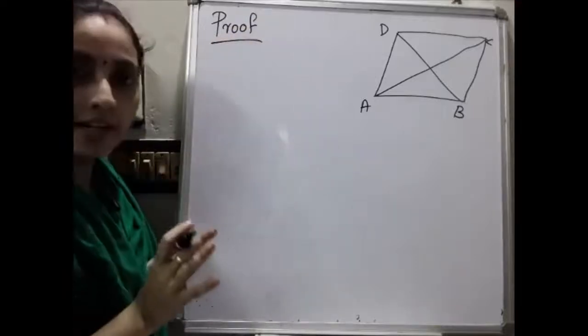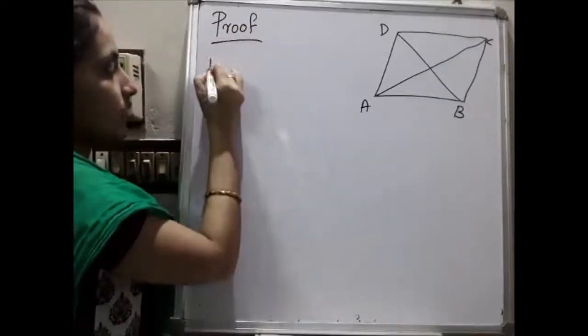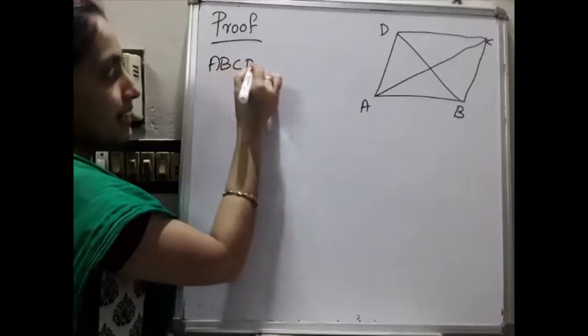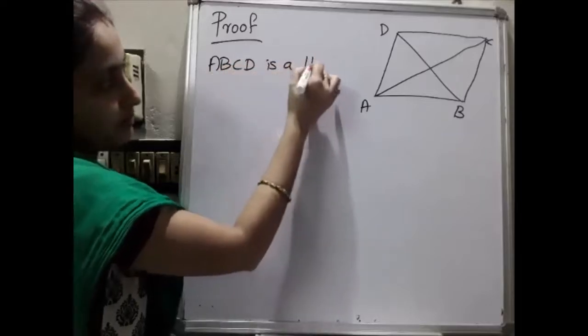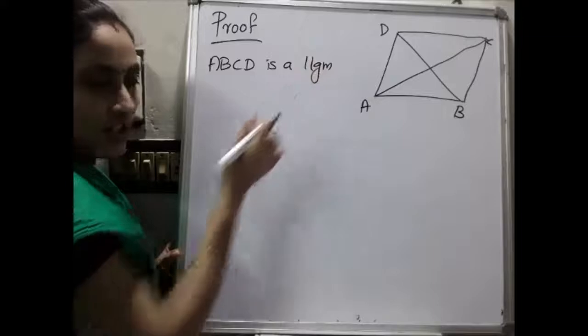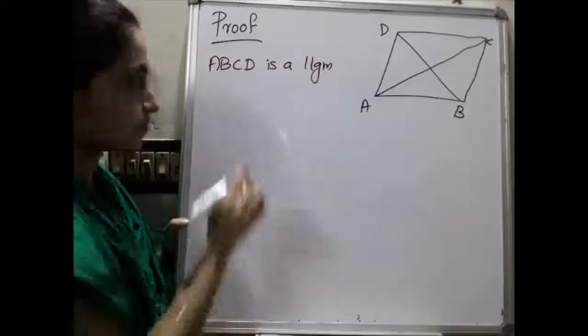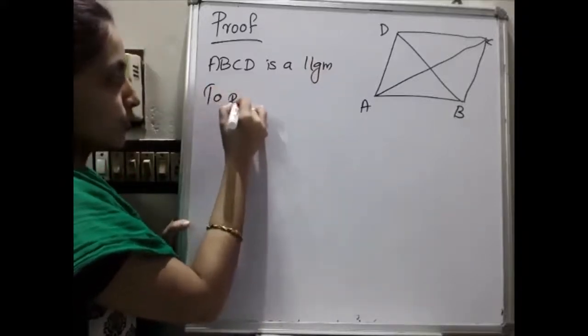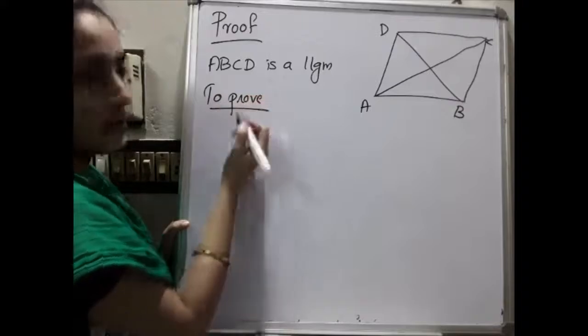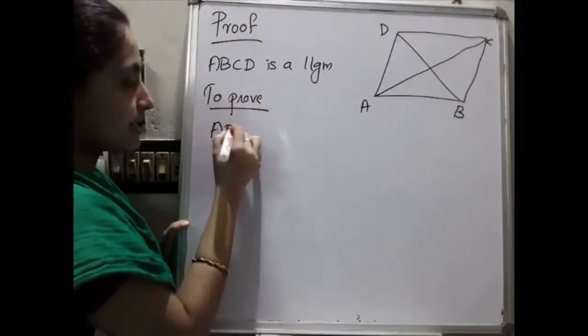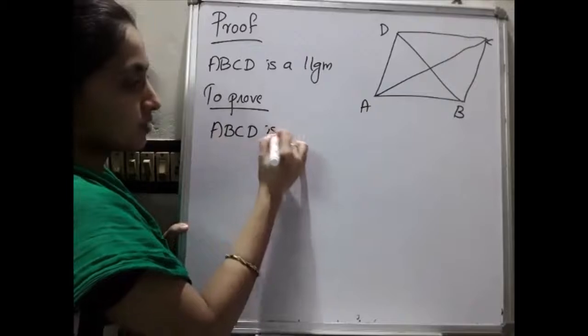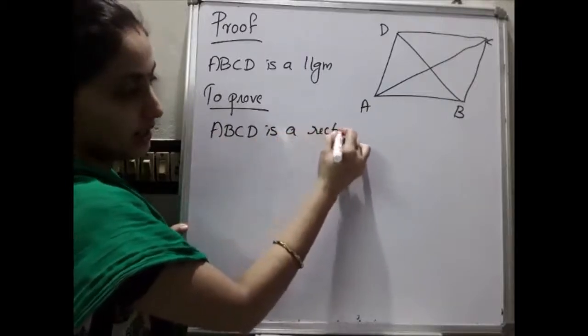Okay, already given in the question, it is a parallelogram. So we can write ABCD is a parallelogram. What do we have to prove? To prove ABCD is a rectangle.